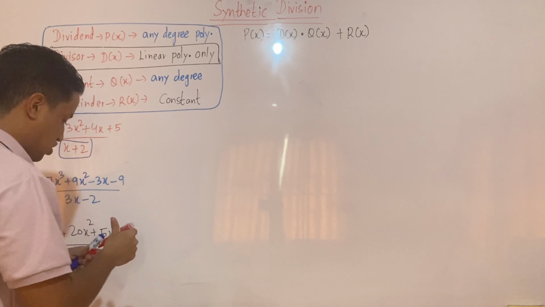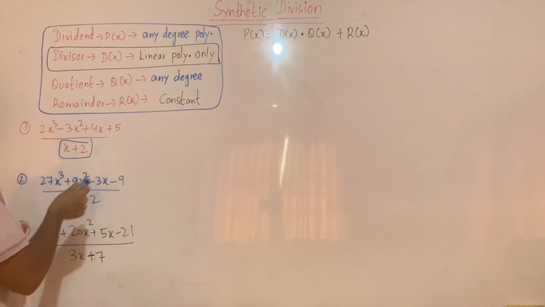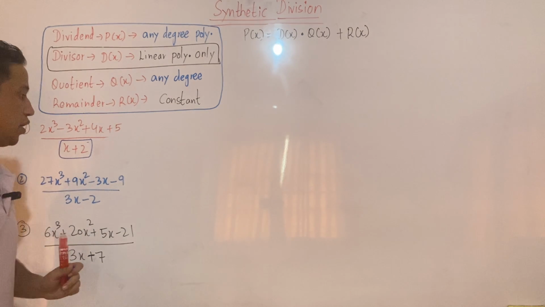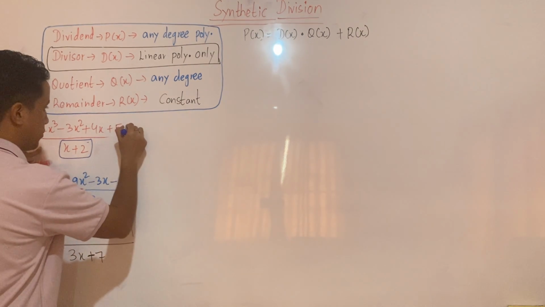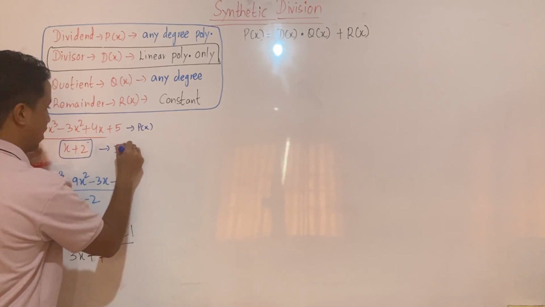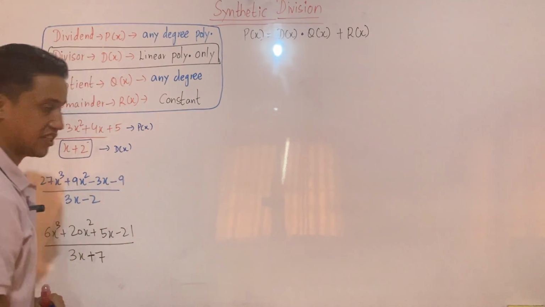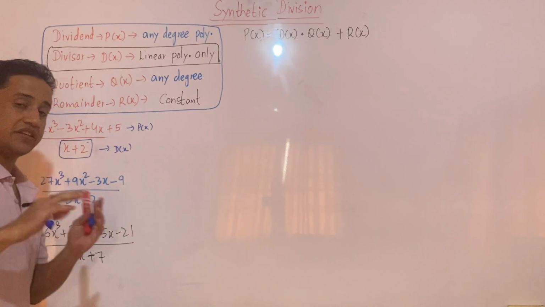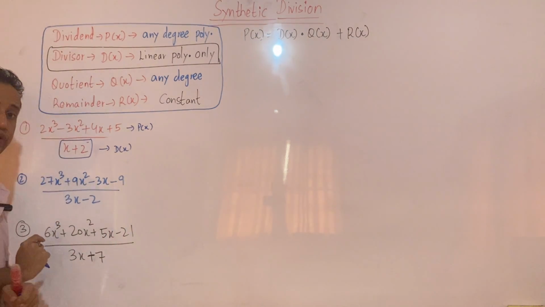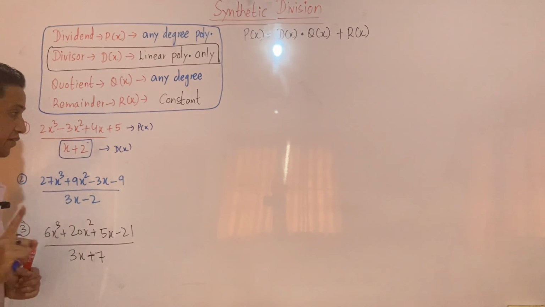So this is question number 1. In question number 1, this is your Px, this is your Dx. We have to perform division using synthetic division. Check if the divisor polynomial is 1 degree. Yes, the highest degree is 1, so it's 1 degree or a linear polynomial.